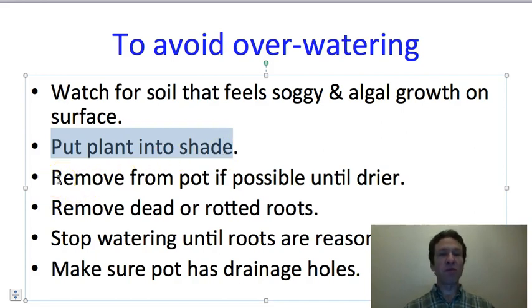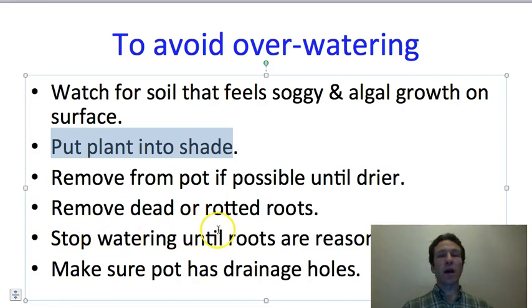If possible, remove the plant from the pot. This will allow water to evaporate from all sides of the soil, and it can dry out faster. It also gives more access for oxygen to diffuse inward. You may want to break apart the root ball of the plant. If you find rotting roots, then they would need to be removed.